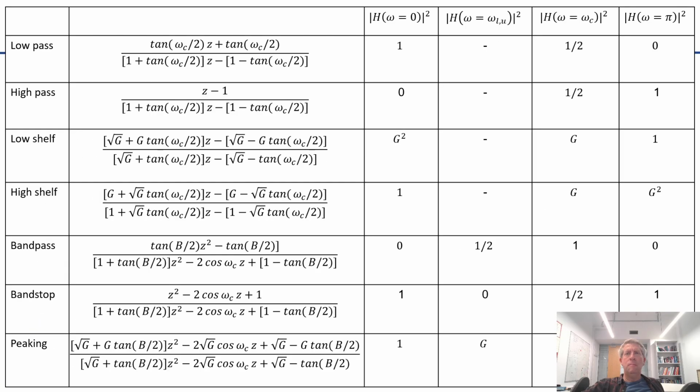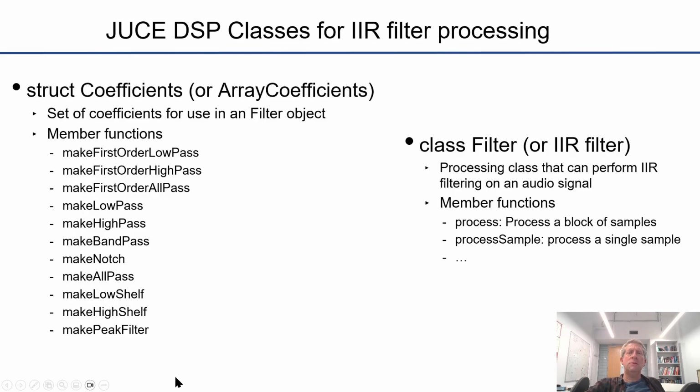Let's see. This is basically induced with some slight variations, but very similar filters in JUICE for low pass, high pass, band pass, etc. There's also all pass filters, which I believe I discuss in another lecture, and notch filters as well. So there's a structure for the coefficients and a class for filter that uses that structure.